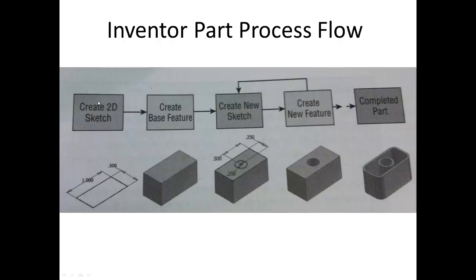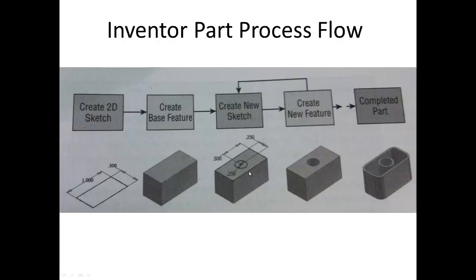So the very first thing is we make a 2D sketch, a very simple 2D sketch in general. And then we use, it says here, create a basic feature. In this particular project we're going to use extrude, which is the most common form of just making something three-dimensional. We take a two-dimensional figure, and we extrude it in a third dimension, and that's what we've done here.